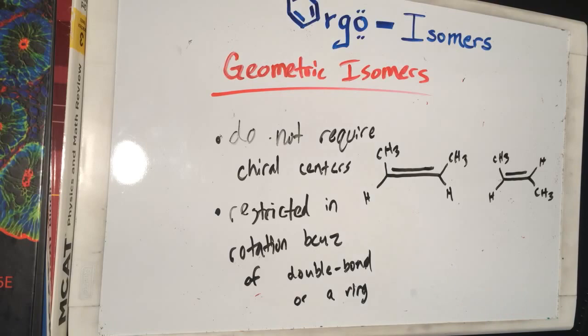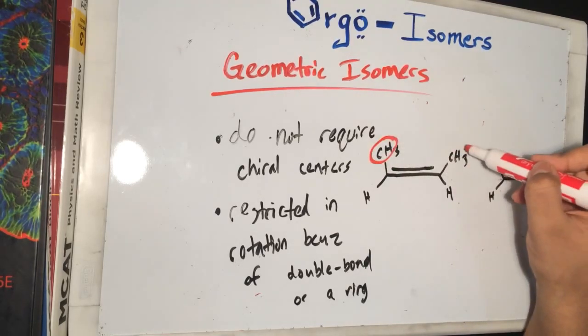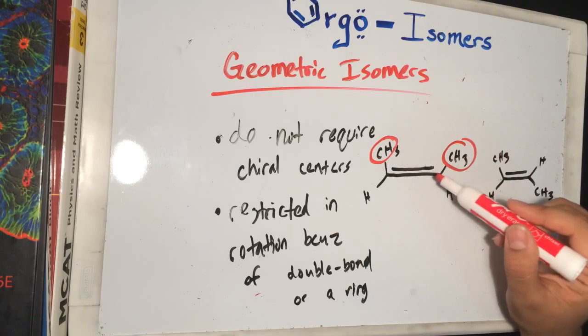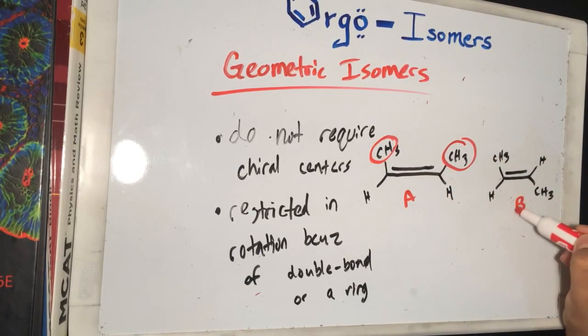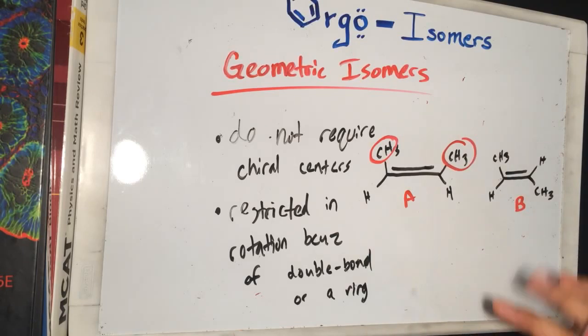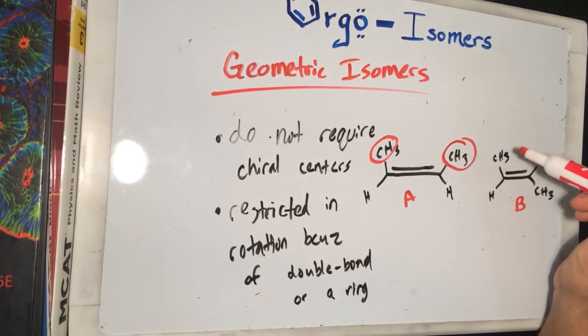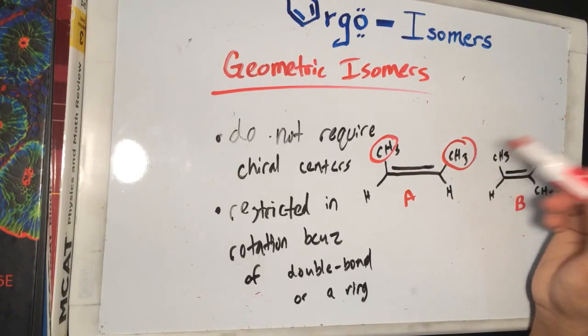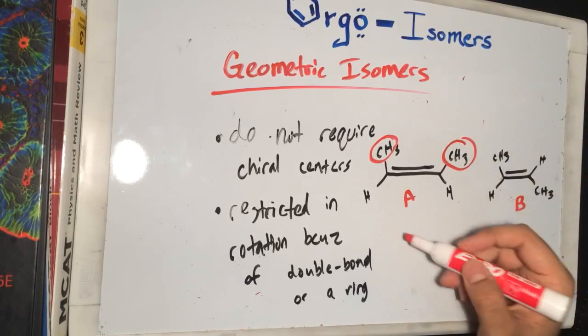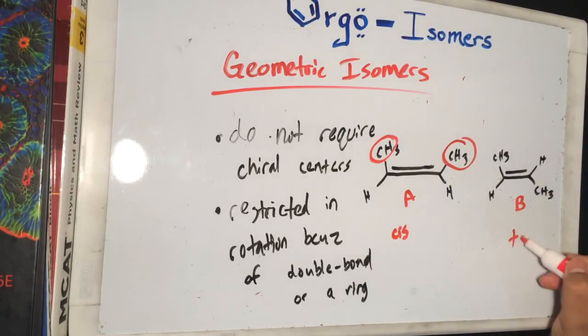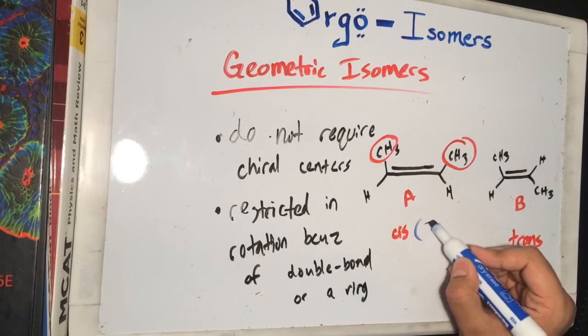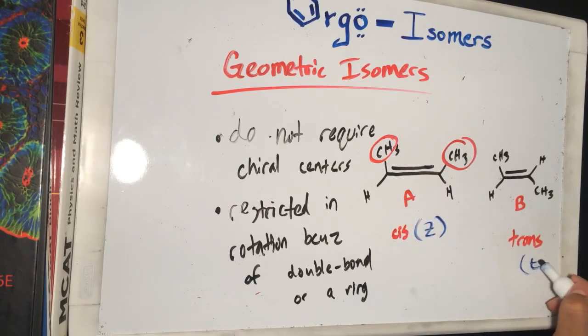And the only way they differ is you see how their largest groups, the methyl groups, CH3, CH3, right? For this molecule, let's call this A, let's call this guy B. So these two guys are known as geometric isomers because you can't really rotate them. They're fixed because of this double bond, and we categorize them furthermore. We call them cis or trans, or Z or E.